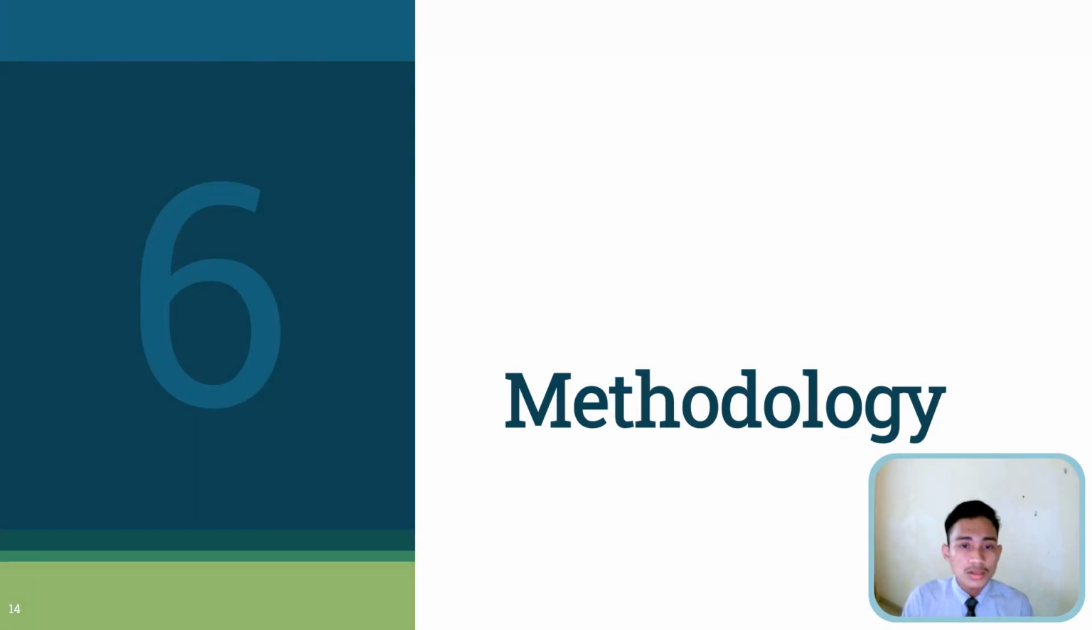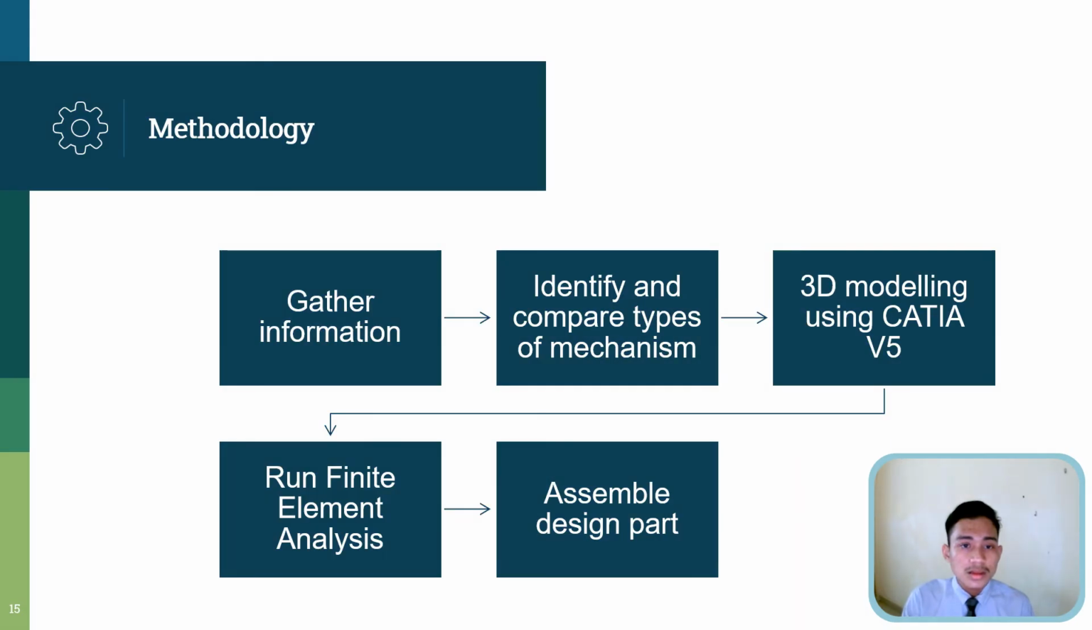Moving on to the methodology. This is the flow of the project methodology. First is to gather information from the article reviews, then identify and compare the types of mechanism used in the previous study. Next, using CATIA V5 software to create a 3D model of the overall design and also the critical part. After the design process, the important part of the design must undergo a strength test through finite element analysis in CATIA V5 software. And lastly, assemble the design parts.